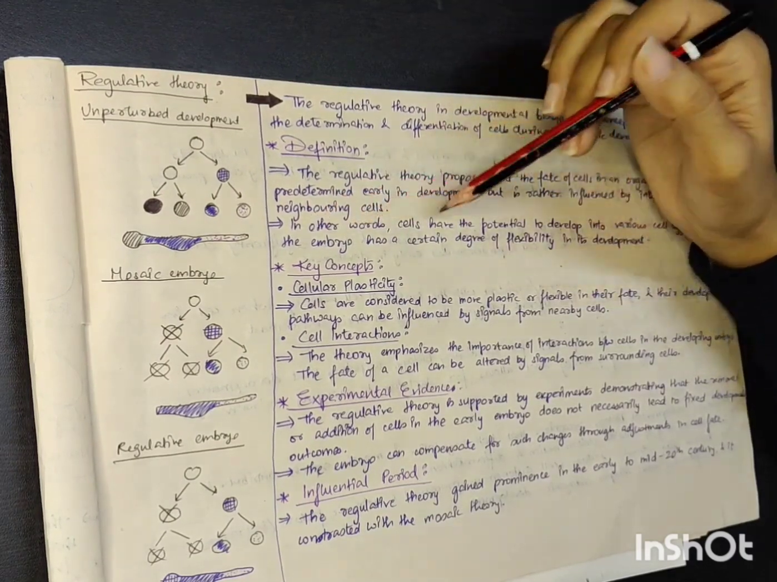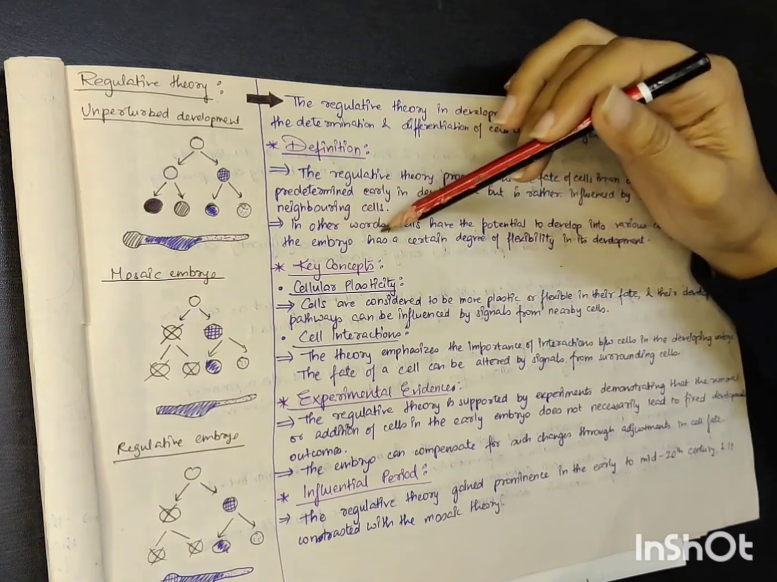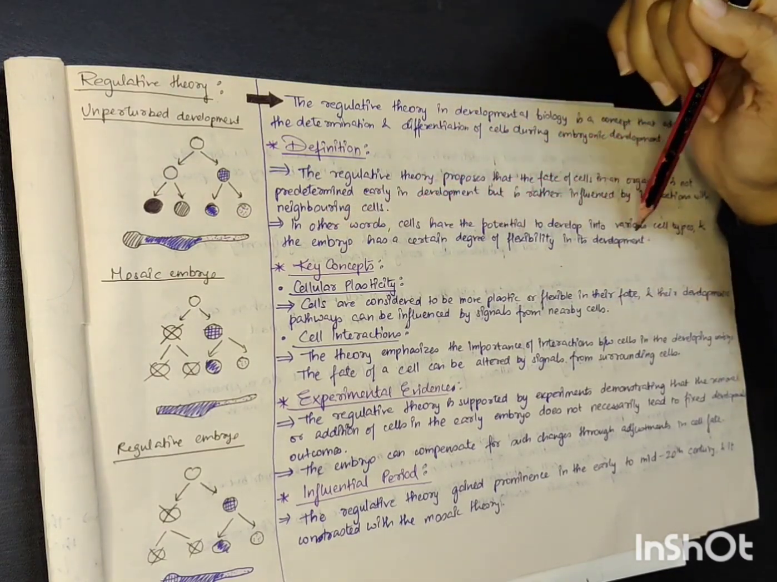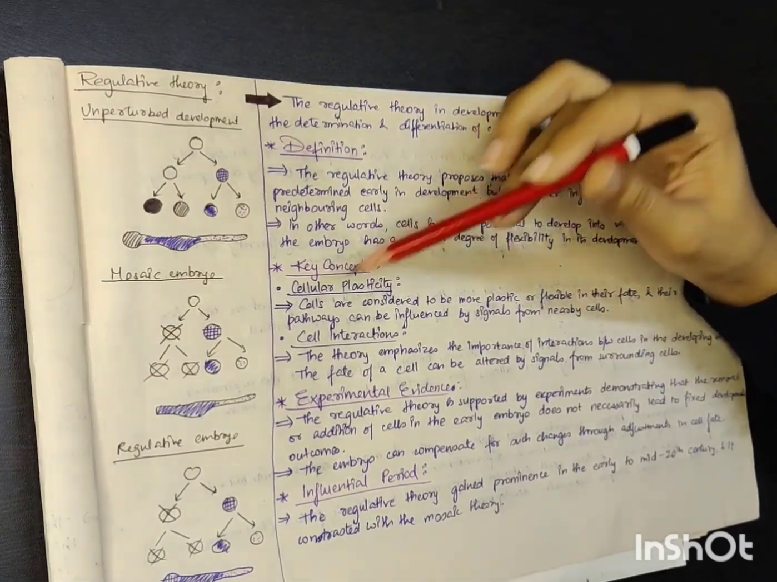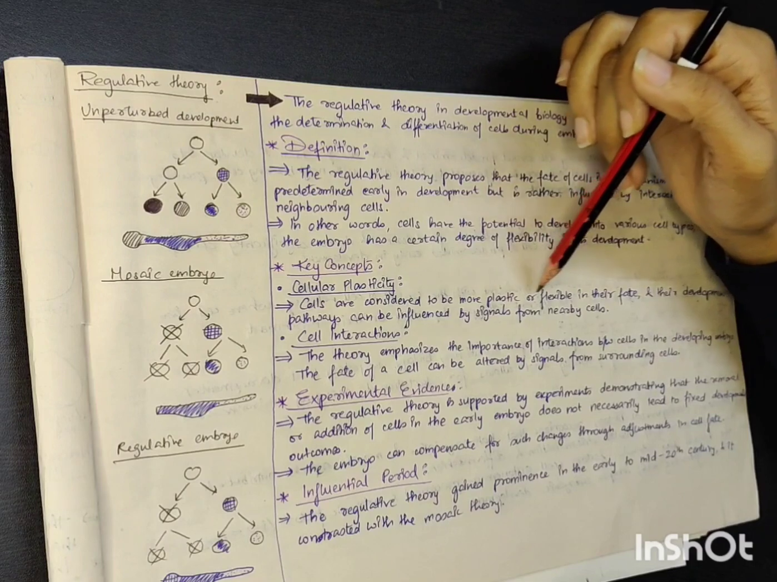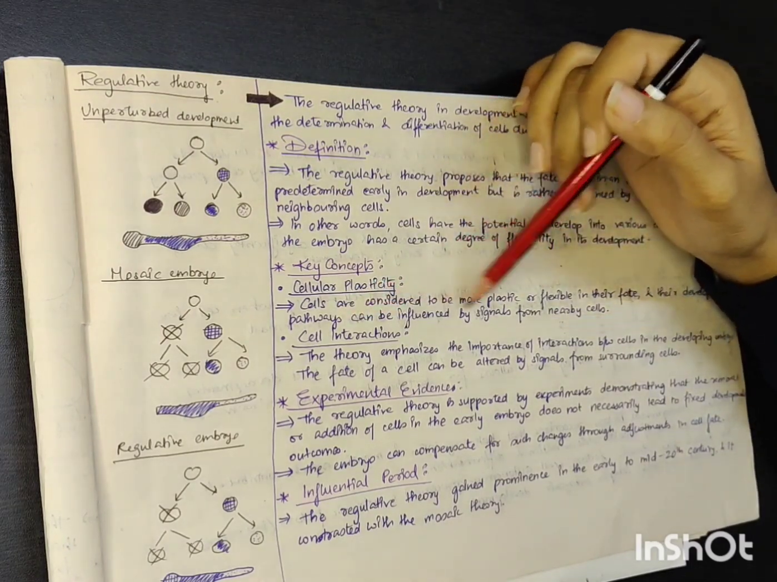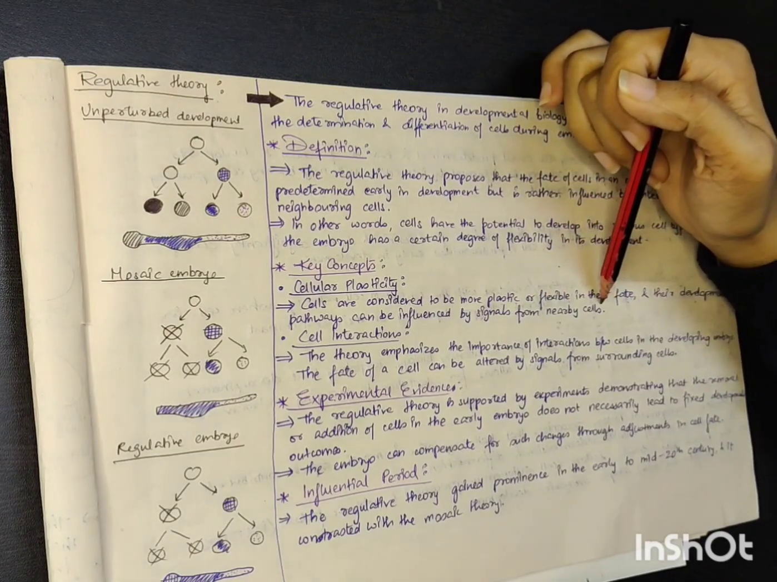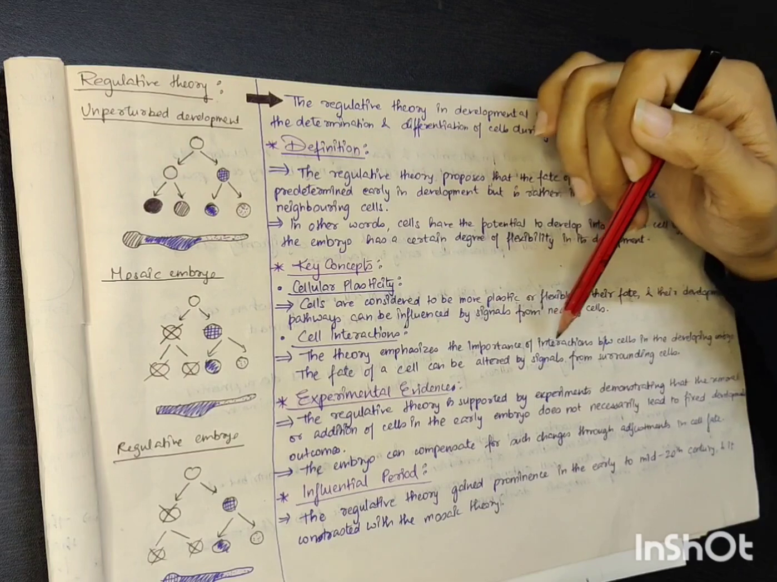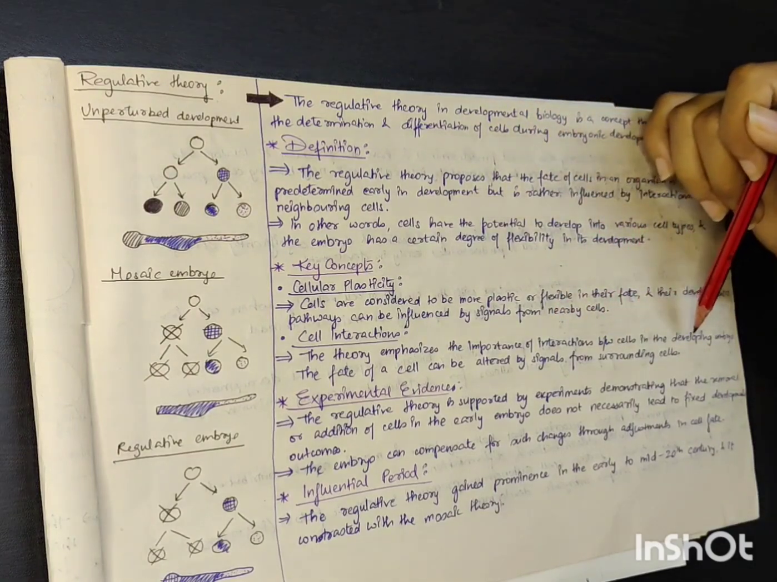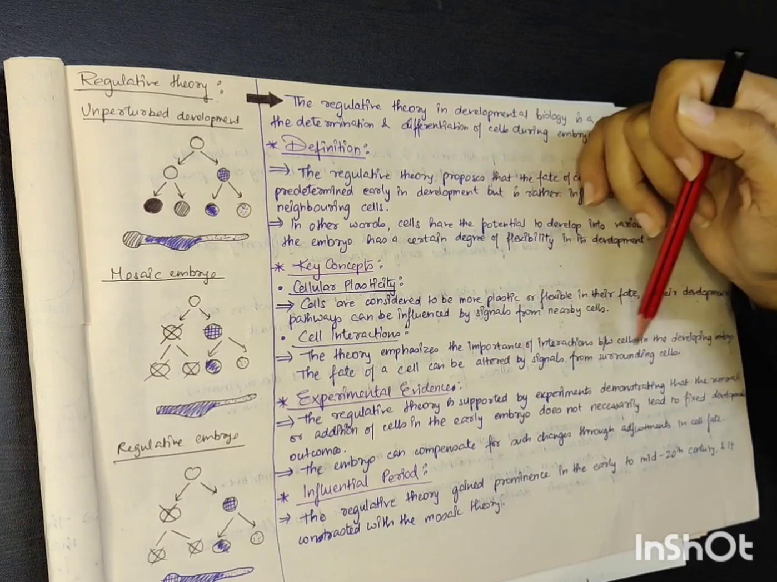In other words, cells have the potential to develop into various cell types, and the embryo has a certain degree of flexibility in its development. Key concepts. Cellular plasticity. Cells are considered to be more plastic or flexible in their fate, and their developmental pathway can be influenced by signals from nearby cells. Cell interactions. The theory emphasizes the importance of interaction between cells in the developing embryo. The fate of a cell can be altered by signals from surrounding cells.